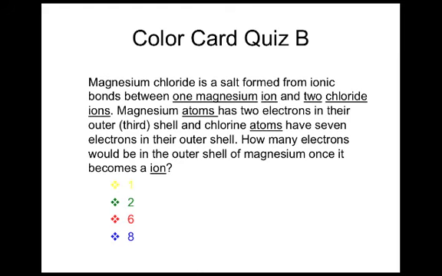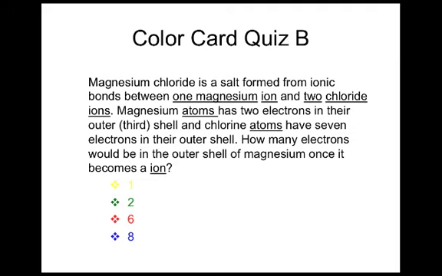Magnesium chloride is a salt formed from ionic bonds between one magnesium ion and two chloride ions. So you'll need to look at your periodic table. The magnesium atoms have 2 electrons in their outer or third shell, and the chlorine atoms have 7 electrons in their outer shell. How many electrons would be in the outer shell of the magnesium once it becomes an ion?